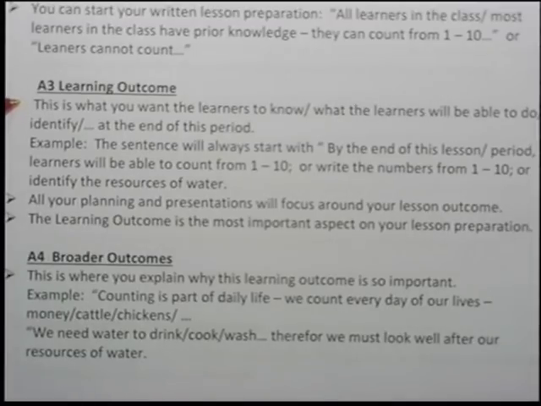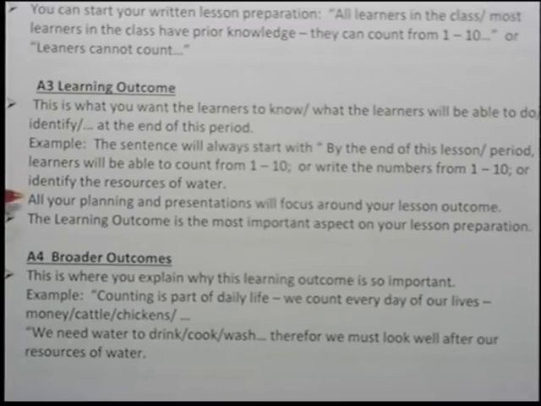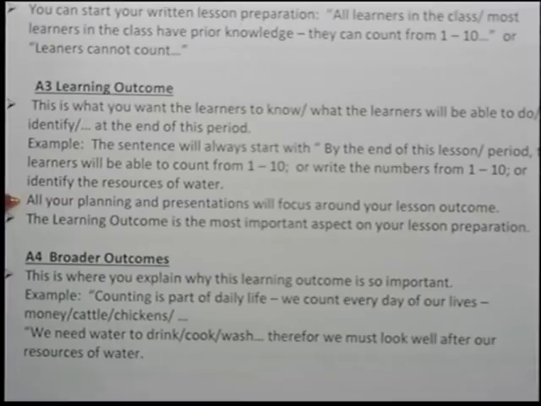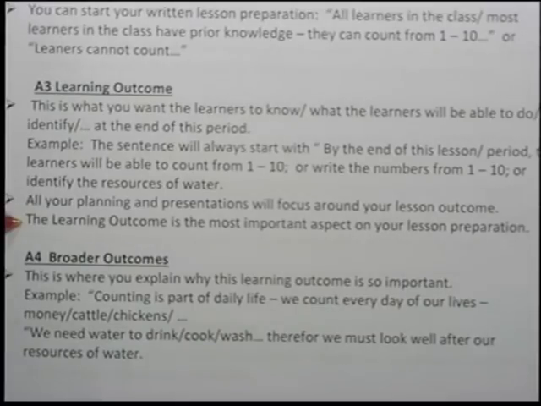This is what you want the learners to know, what the learners will be able to identify at the end of this period. For example, the sentence will always start with, by the end of this lesson or period, the learners will be able to count from 1 up to 10, or write the numbers from 1 up to 10, or whatever, identify the resources of water, depending on the lesson that you are preparing. All your planning and presentations will focus around your lesson outcome. The learning outcome is the most important aspect in your lesson preparation.